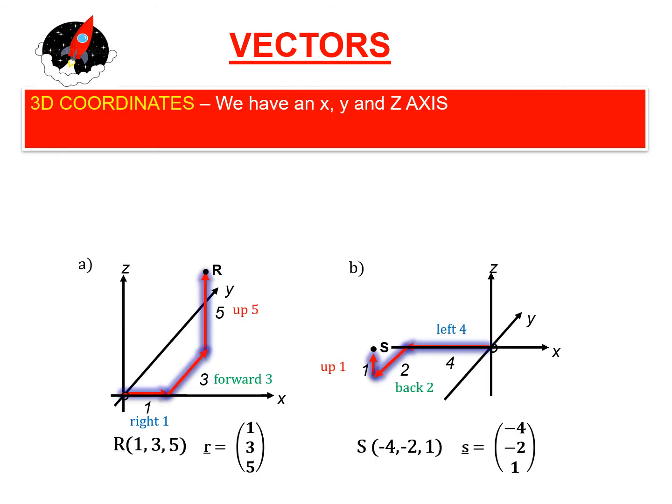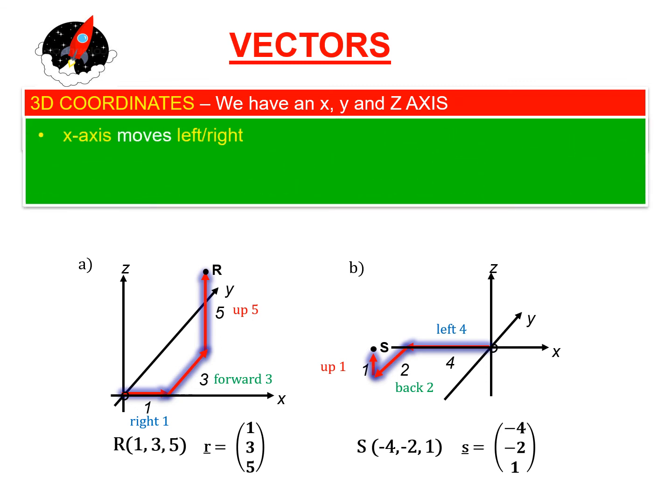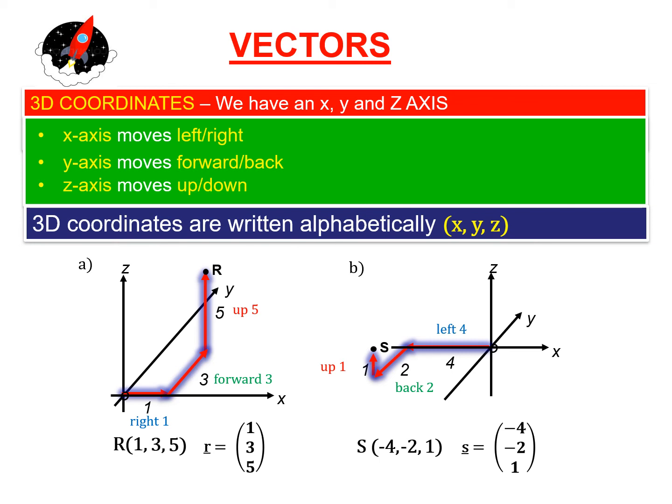We're almost at the end now. So now we're looking at 3D coordinates. And what we need to remember is this time we have an x, a y and a z axis. And the x axis moves left to right, the y axis moves forward and back, and the z axis moves up and down. For 3D coordinates, remember, we always do them alphabetically, so you always do x first, then y, then z.